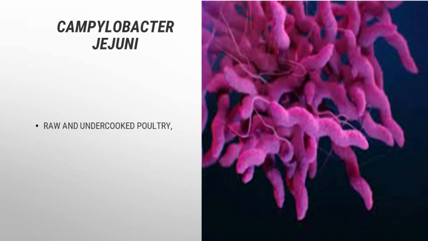Its onset time after ingesting is 2 to 5 days. Diarrhea, cramps, fever, and vomiting are its signs and symptoms. Diarrhea may be bloody. Raw and undercooked poultry, unpasteurized milk, and contaminated water are its food sources.